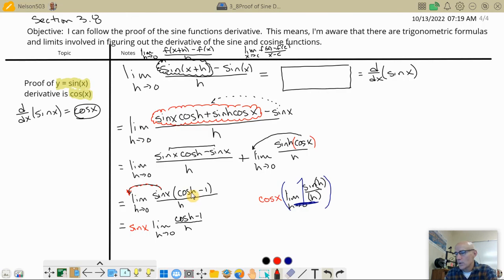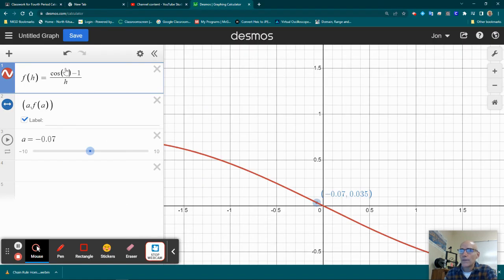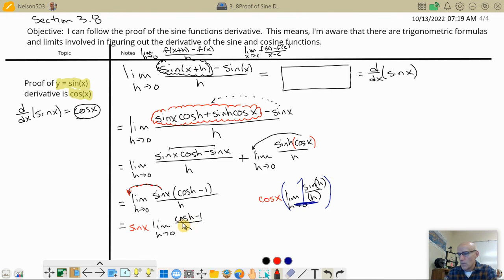Isn't that what we have down here? The cosine of h minus 1. It's not like we're taking the cosine of h minus 1. We're taking the cosine of h, then we're going to subtract 1 from it. Okay, I think I got it all set up. I'm trying to evaluate this guy right here.